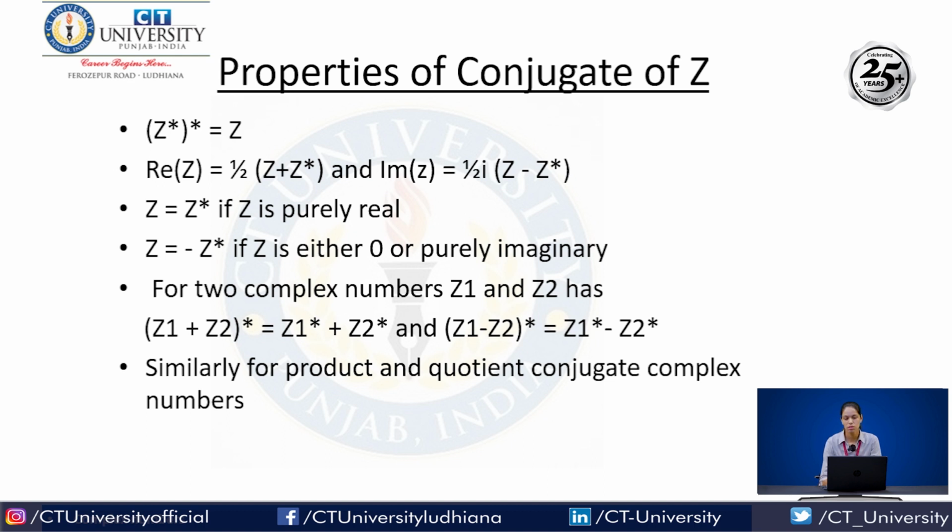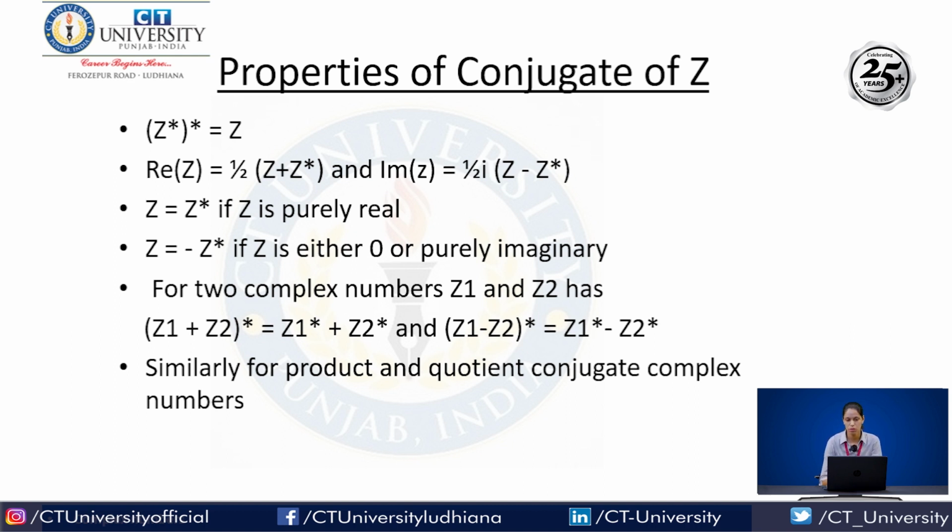The third one is that z equals z conjugate if z is purely real. In the previous point I discussed that the real part of z is a, so z equals z conjugate, because there is no change of sign. So if z is purely real, then the conjugate equals z also. The fourth one is z equals minus of z conjugate. This holds if z is 0 or purely imaginary. Like iota b, taking the conjugate, it becomes the negative of z. So you can also say that minus z equals z conjugate if z is purely imaginary or 0.